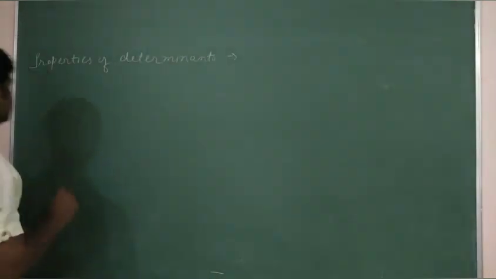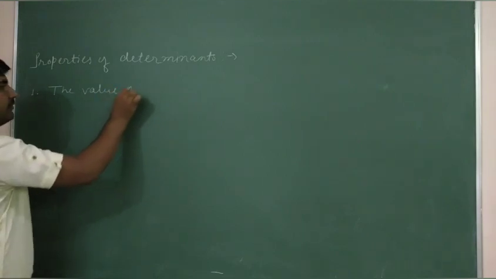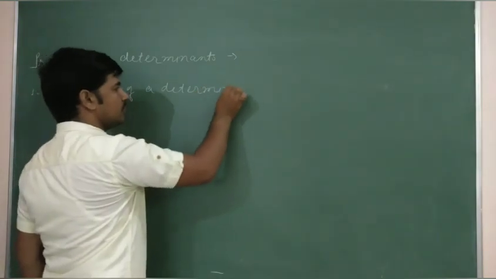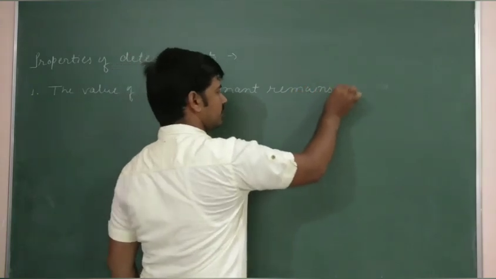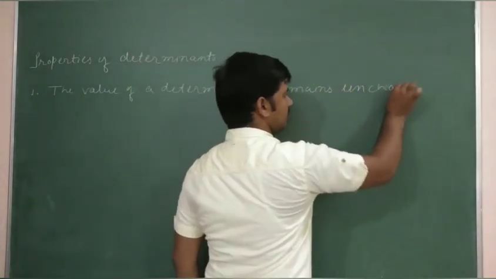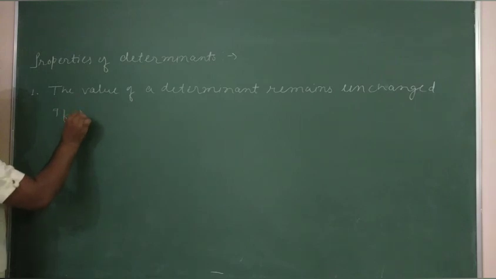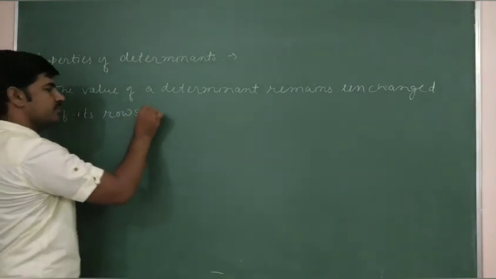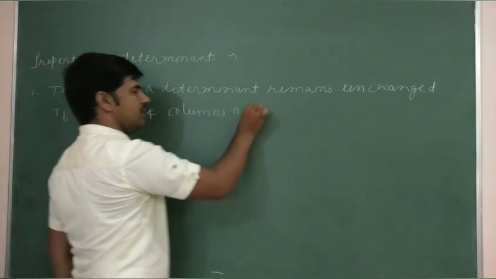Here we go. The first property of the determinants is: the value of a determinant remains unchanged if its rows and columns are interchanged.